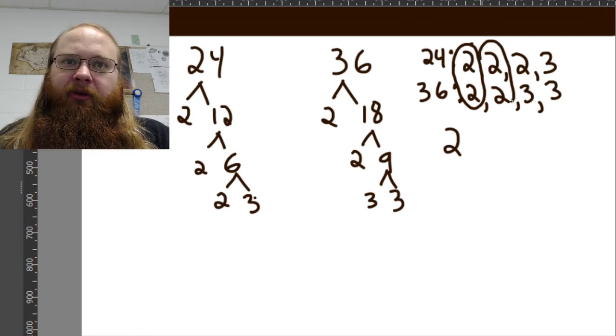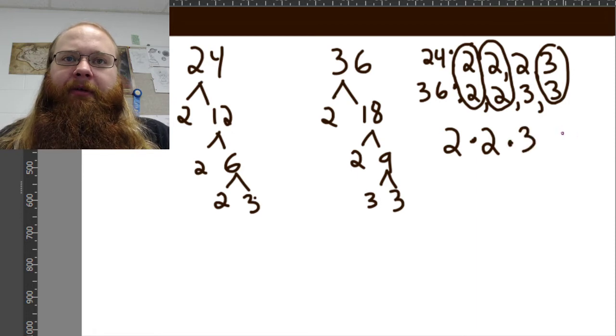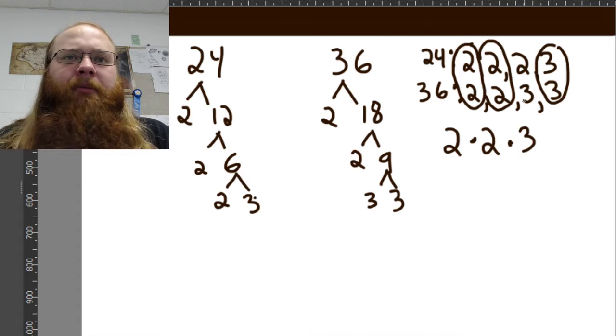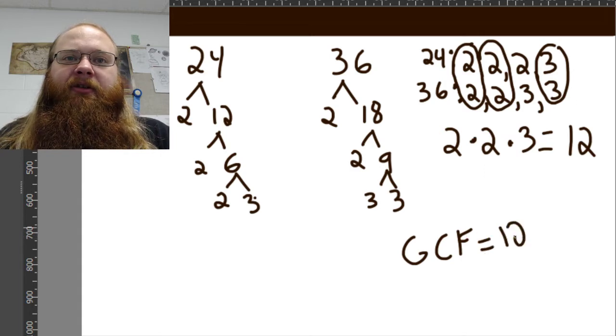So again, they have another 2 in common, so we're going to write another 2. And then they also have 3's in common, so we're going to take a 3 out. Now, they still have a 2 and a 3 left, but we're not going to worry about that until the next section. Right now, these are the only things we care about. 2 times 2 times 3 will give us 12. So we would say the greatest common factor, or GCF, for this problem is 12.